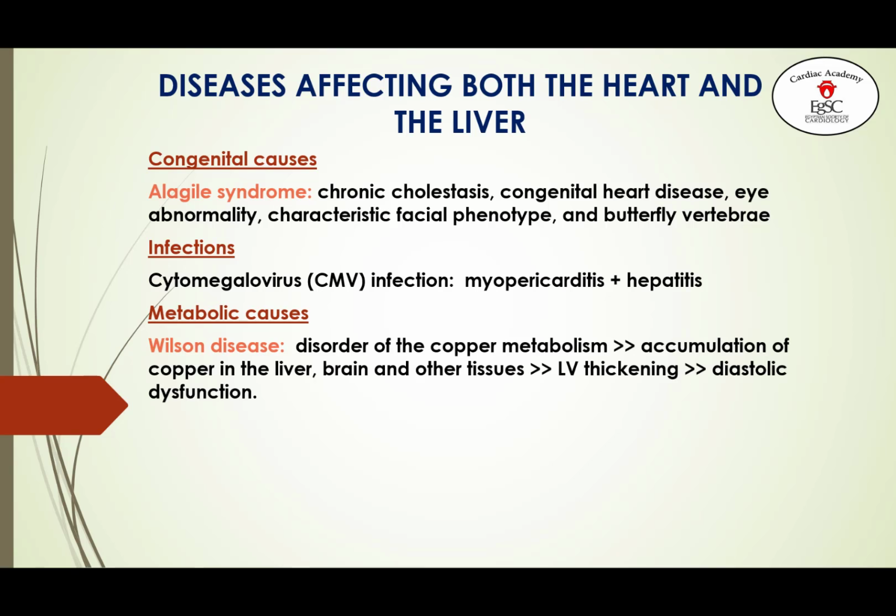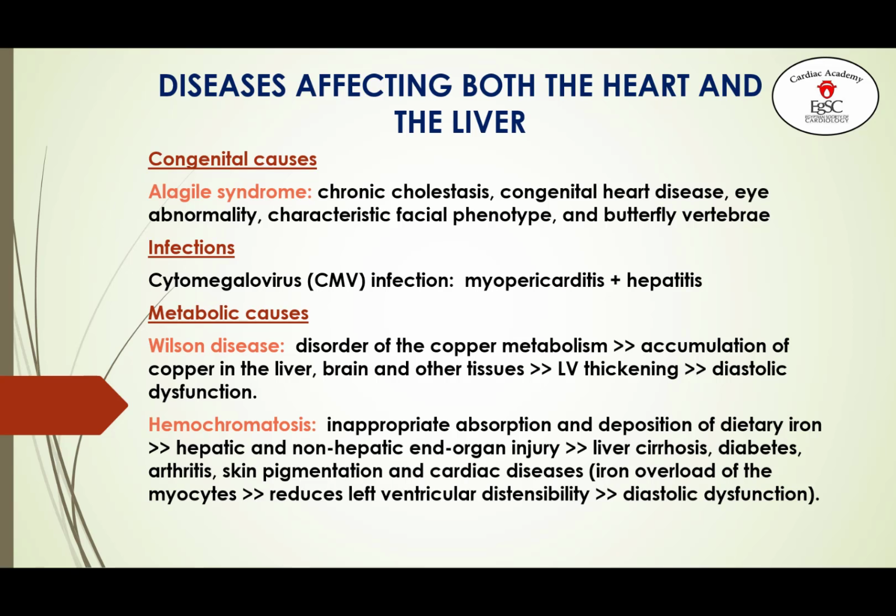Metabolic causes: Wilson disease, which is a disorder of copper metabolism leading to accumulation of copper in the liver, brain, and other tissues. It can lead to left ventricular thickening and diastolic dysfunction. Hemochromatosis, which is due to inappropriate absorption and deposition of dietary iron, leading to hepatic and non-hepatic end organ injury, leading to liver cirrhosis, diabetes, arthritis, skin pigmentation, and cardiac diseases. And iron overload of the myocyte reduces left ventricular distensibility.